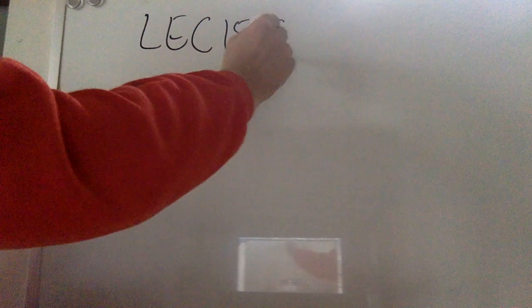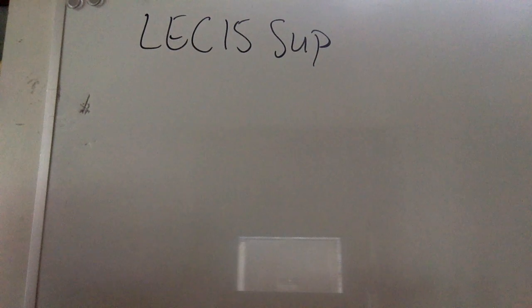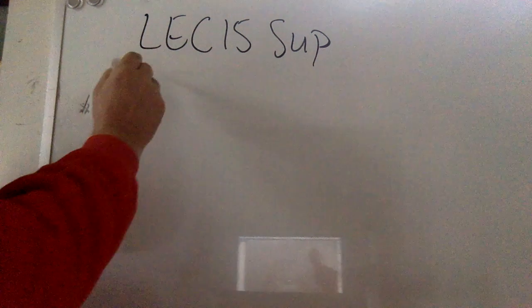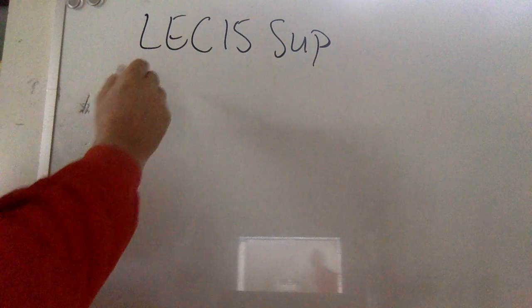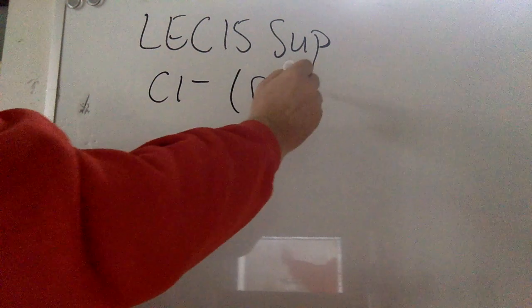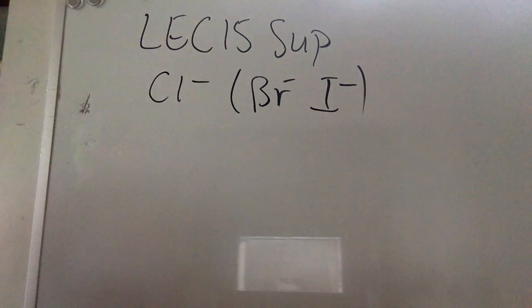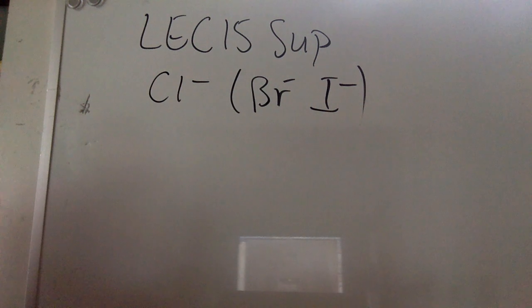In this presentation for descriptive inorganic chemistry, we're looking at lecture 15 supplement, spectator ions. In this case, we're going to be looking at the chloride, which we could include bromide and iodide in that case, because they're all from strong acids, i.e. they're conjugates.